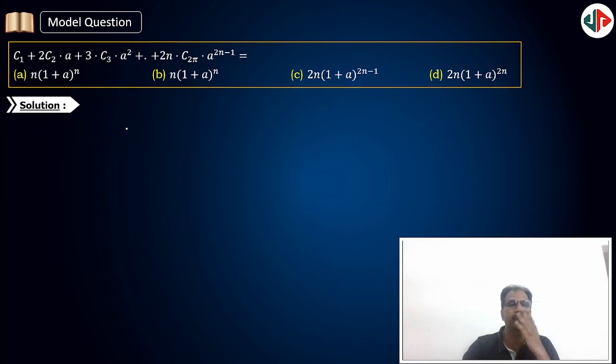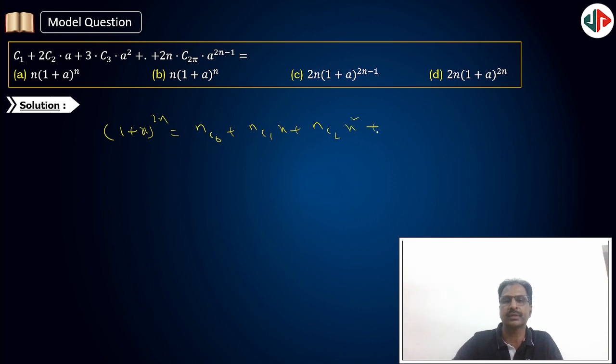Next, C1 plus 2C2 into a, plus 3C3 into a square, and so on. This also you can do by verification, or take the expansion of (1 plus x) whole power 2n, which is 2nC0 plus 2nC1 into x plus 2nC2 into x square, so on, up to 2nC2n x power 2n. Now differentiate this with respect to x.